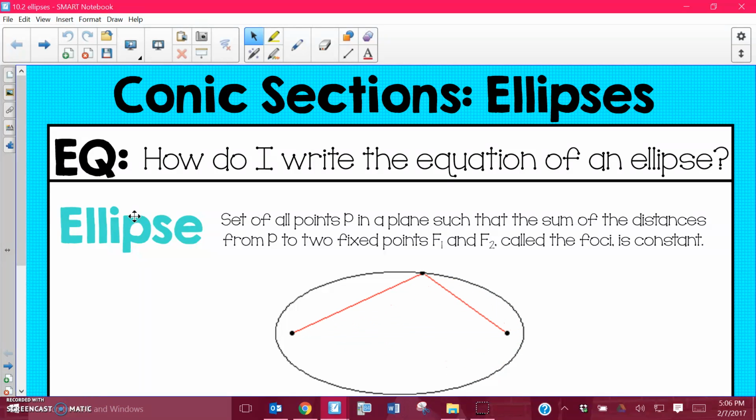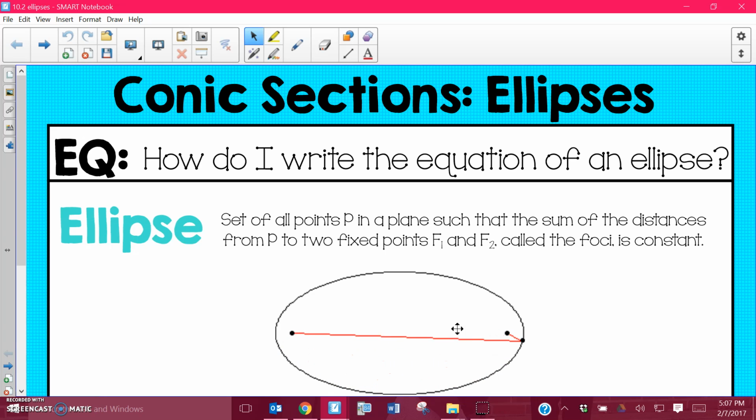Guys, today we're talking about another one of our conic sections, and that's an ellipse. So an ellipse is basically an oval, and this is the definition of an ellipse. We're talking about the set of all points P in a plane such that the sum of the distances from P to two fixed points, F1 and F2, called the foci, or focus in the singular, is constant.